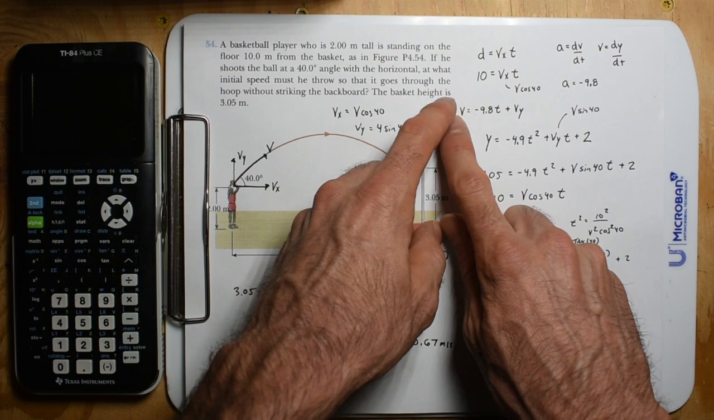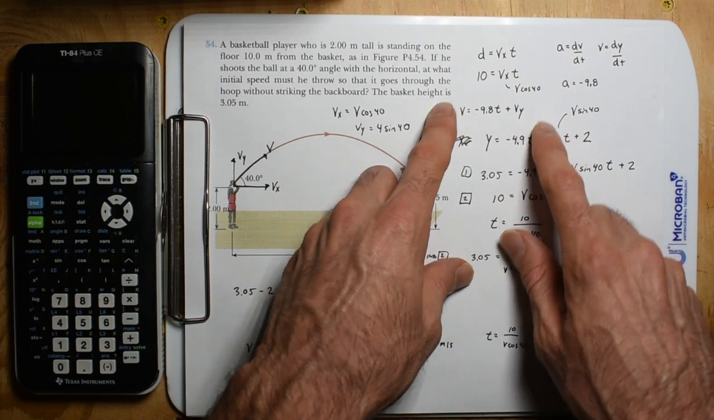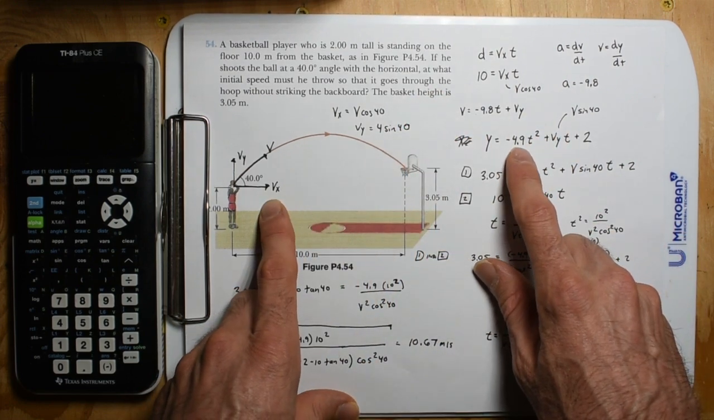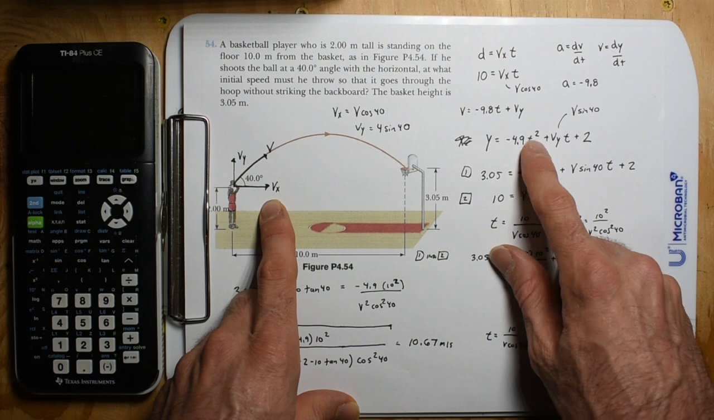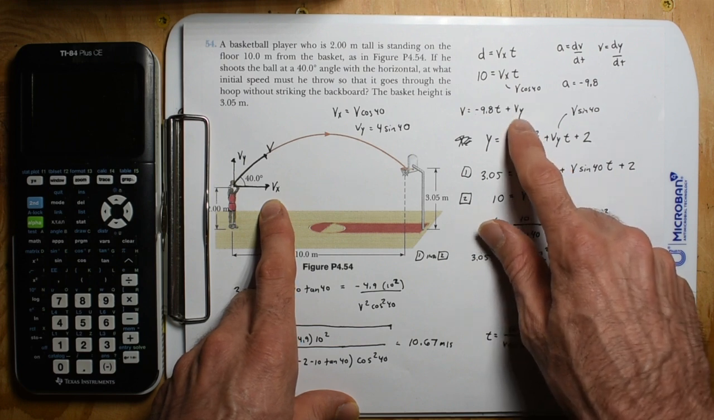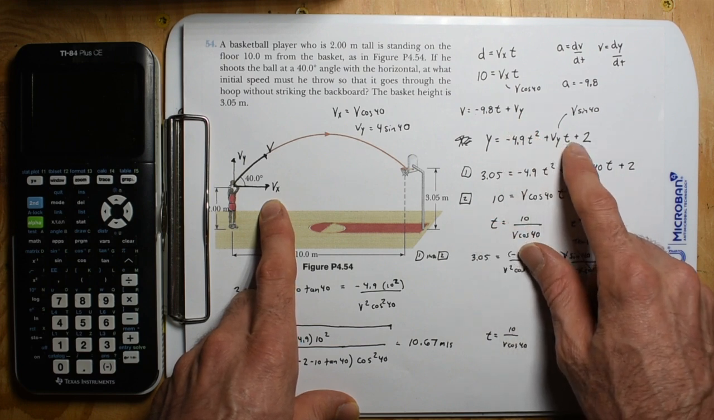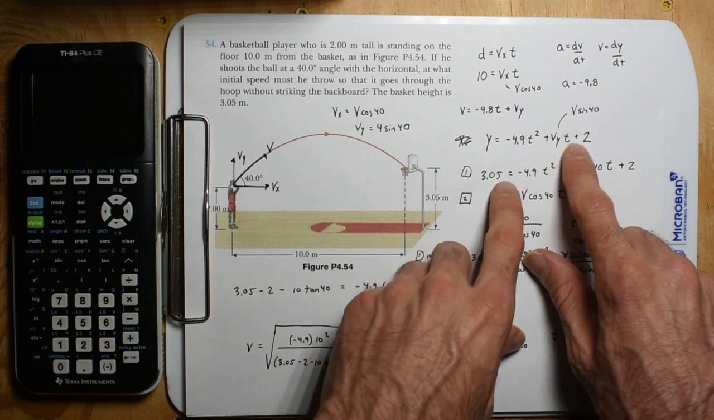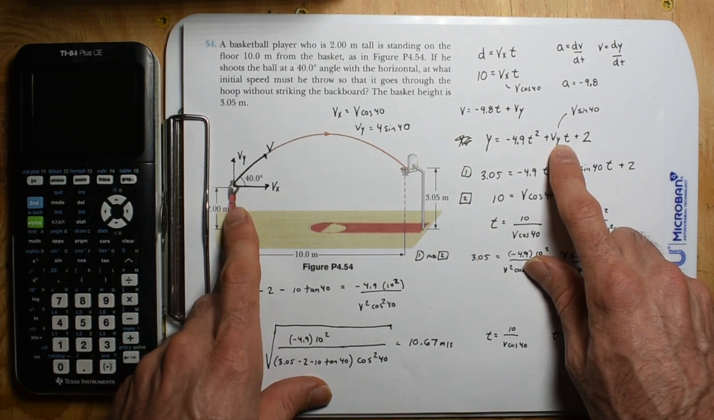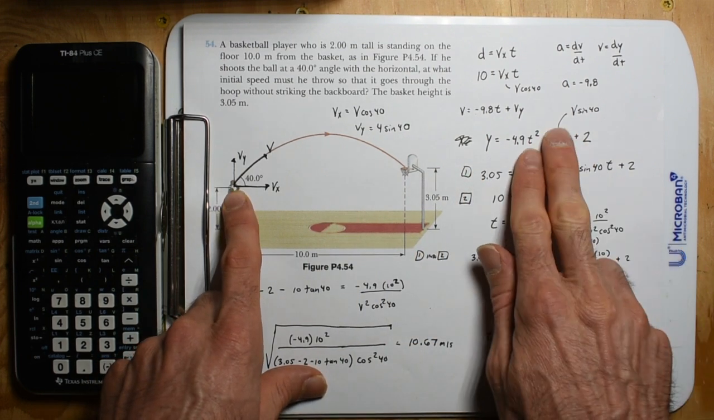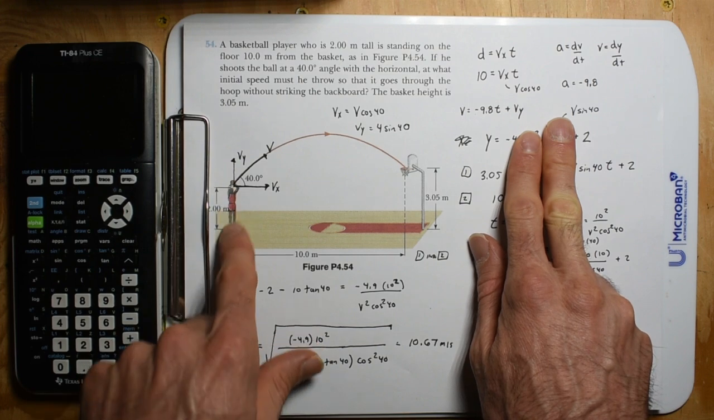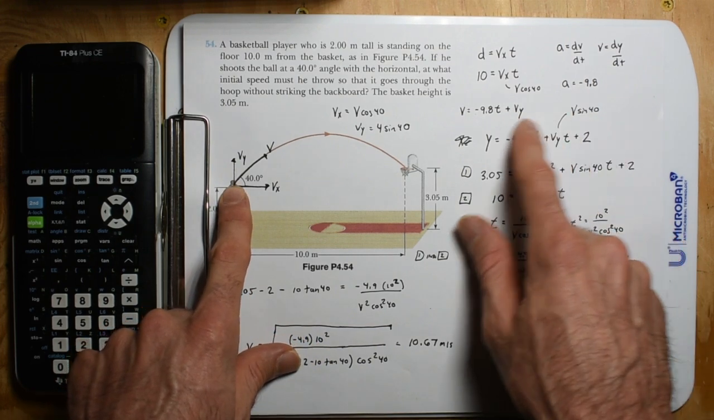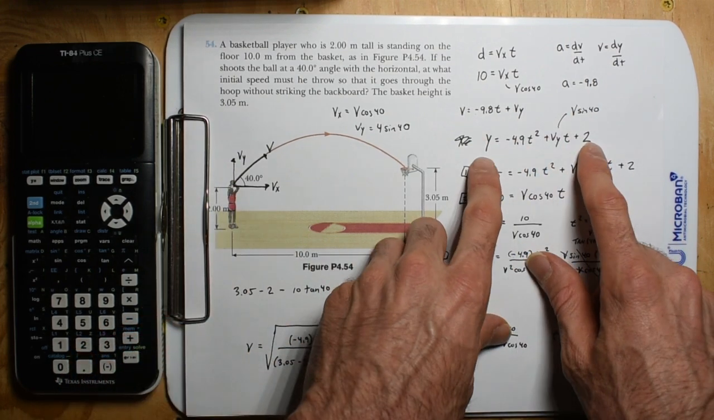Separate variables, we'll have dy over here, and then throw the dt over there. Integrate, you get half the acceleration, t squared, plus that initial velocity times t, plus a constant. At time equal to 0, these go to 0. What's our height? It's 2 meters, so we throw that in. So that's our equation.